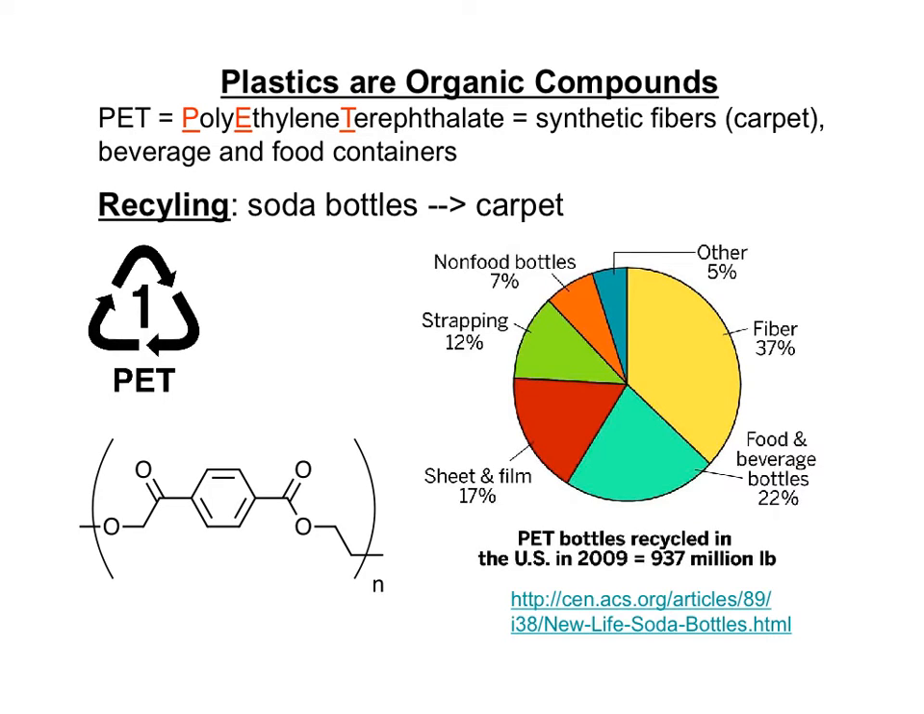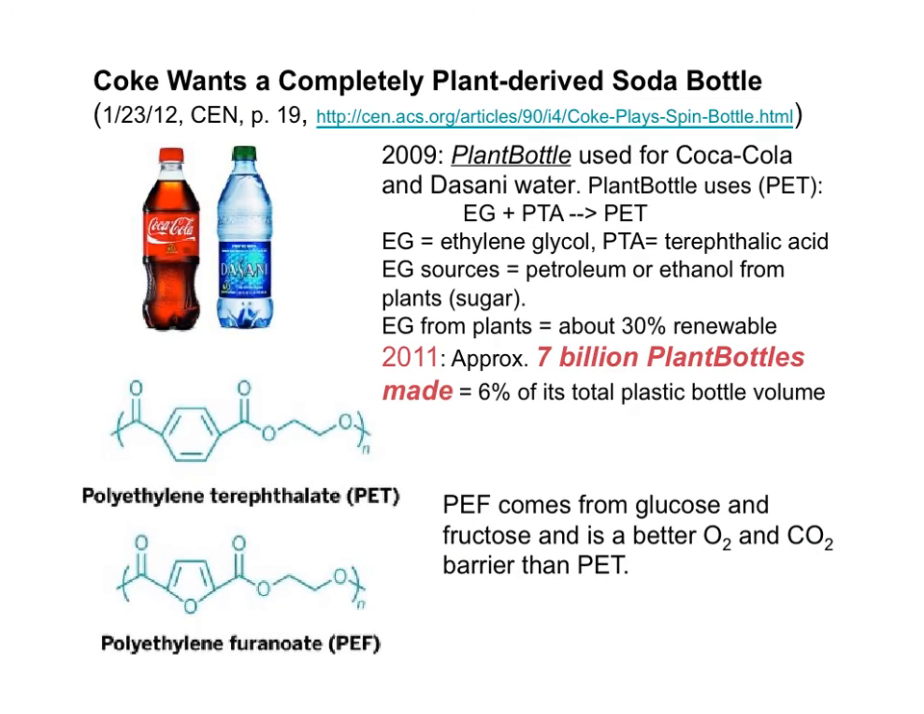Plastics are used in many products. A plastic is a polymer. A polymer is a long chain of repeating units called monomers. Polyethylene terephthalate is used in synthetic fibers, beverage, and food containers. Here is the monomeric unit, which is linked together to form the polymer. Coca-Cola wants a plastic bottle which comes from plant sources rather than petroleum sources. Unfortunately, only about 20% of PET and 10% of plastics overall are recycled. So we have a big plastic waste problem.